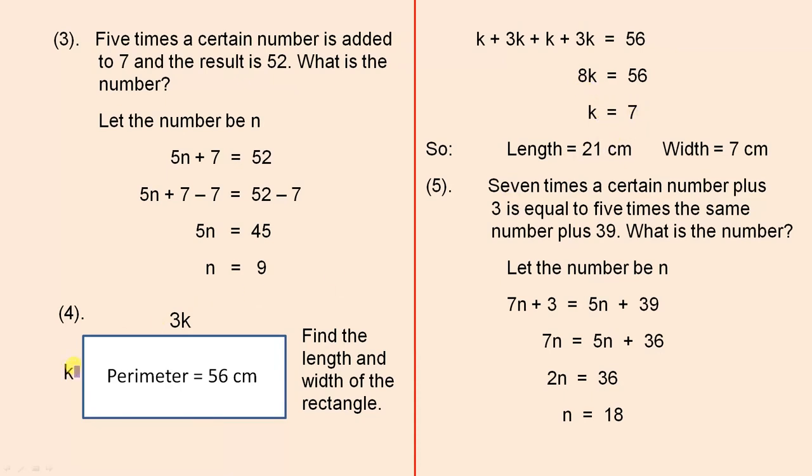So if k equals 7, that means the width is 7 and the length is 3 times 7, which is 21 centimetres. So the length is 21 centimetres, the width is 7 centimetres.